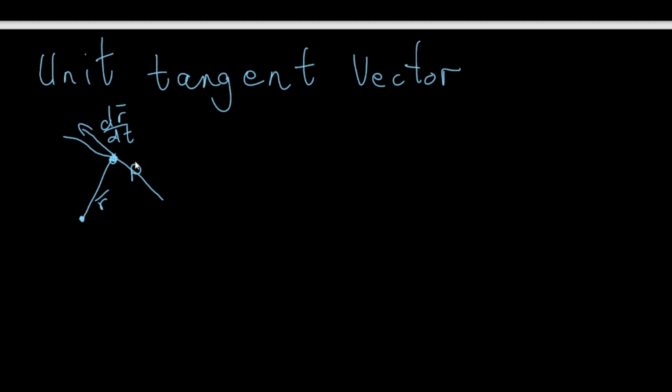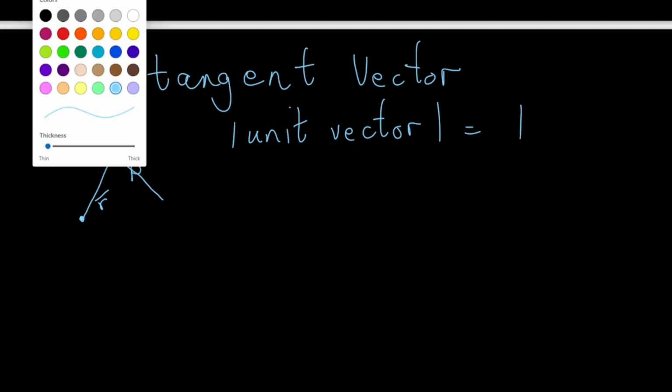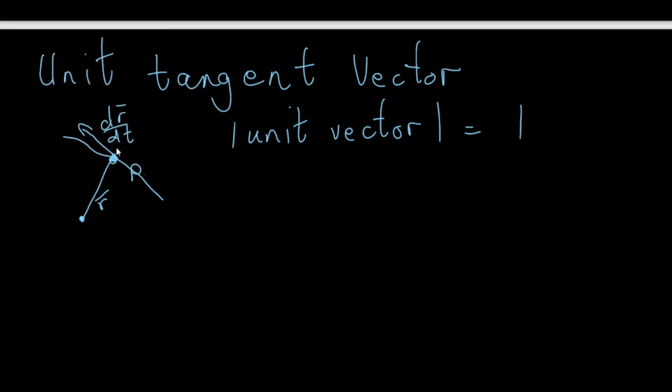So if we want the unit tangent vector, it is merely dr dt, but a unit vector in that same direction. So you'd remember that the magnitude of a unit vector is just 1. So how do we get the value 1? Well, we just divide it by itself. So what we have to do is simply take dr dt and divide it by its magnitude. So there is some unit vector. So let's draw it in a different color. So the unit vector in this direction, call it t.